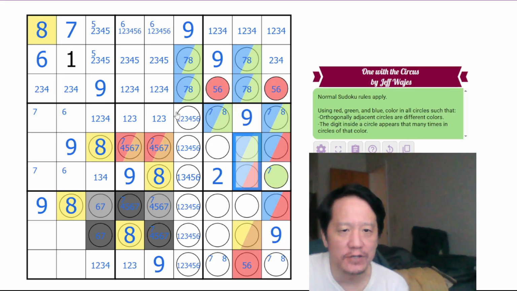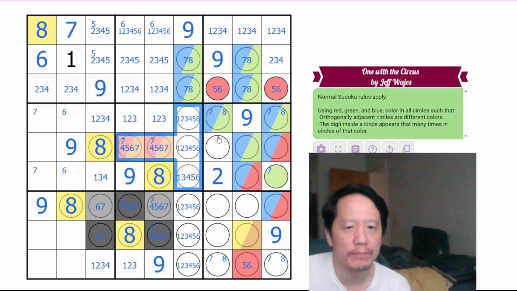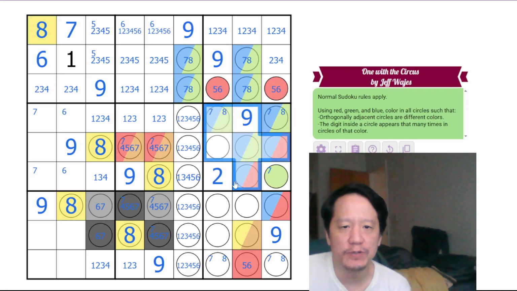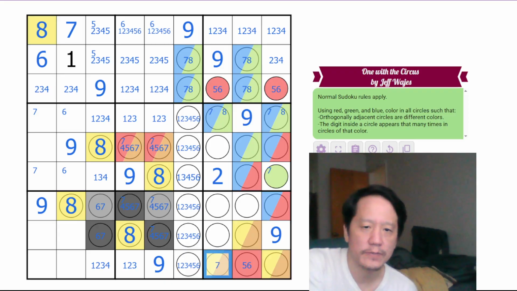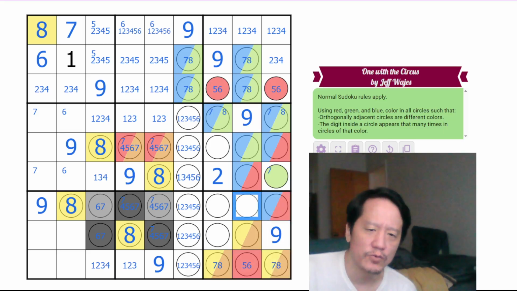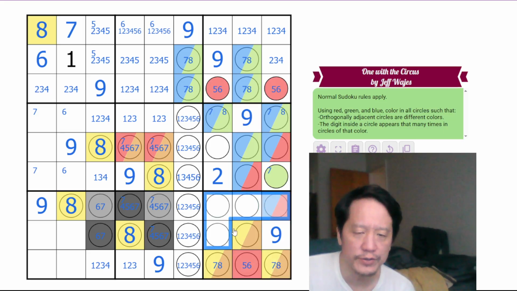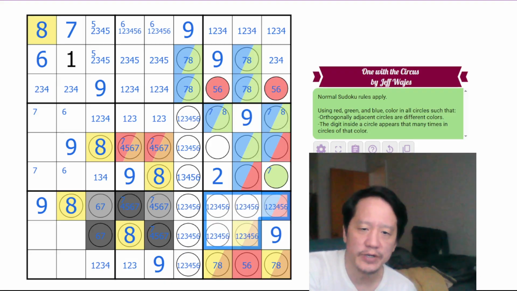5 and 6. Okay, so in one of the boxes, there must be a 1 with the 5 and 6 to form 3 reds. So this is yellow-orange as a pair here, because it has to be 7 and 8. Remaining digits in this box are 1 through 6. But this can't be 5 or 6 because 5 or 6 has to be red. No 2 here.